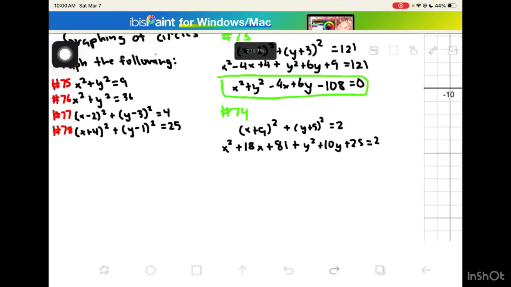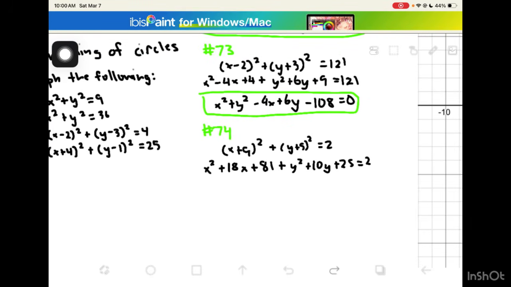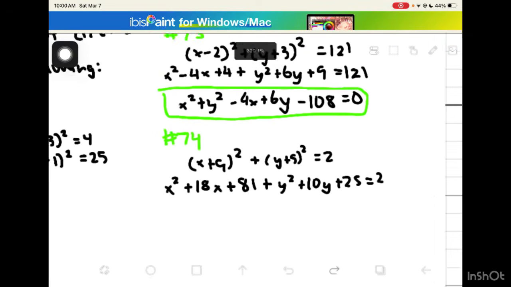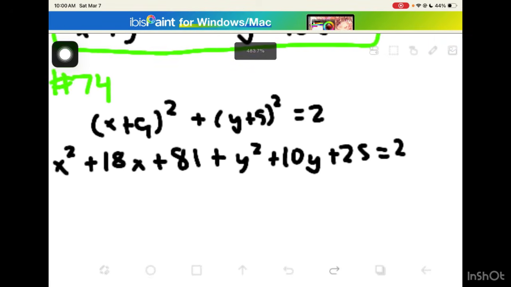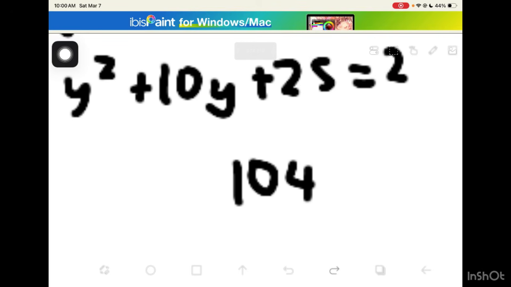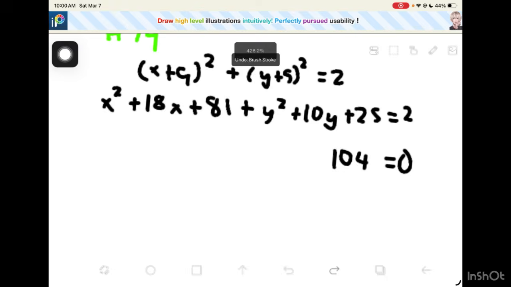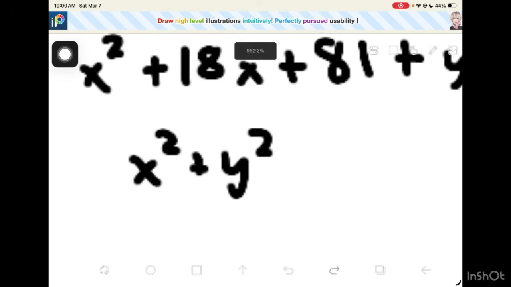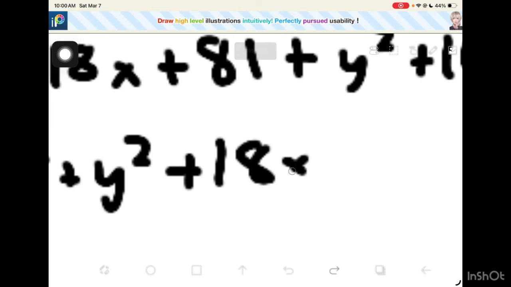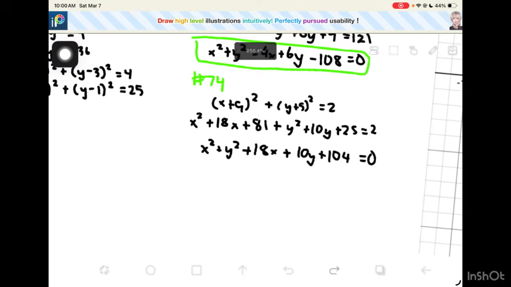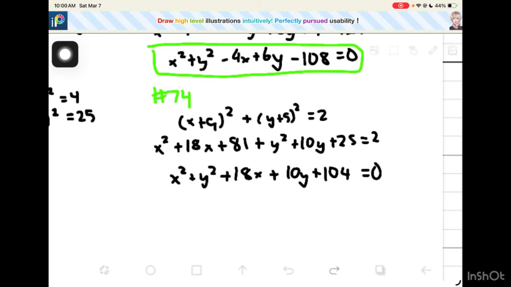Combine the constants. So to get the constants, we combine the constants. 81 plus 25 is 106 minus 2, so it's 104. It's positive 104. Then rearrange in order. x squared plus y squared plus 18x plus 10y plus 104 is equal to 0. And that's the answer.